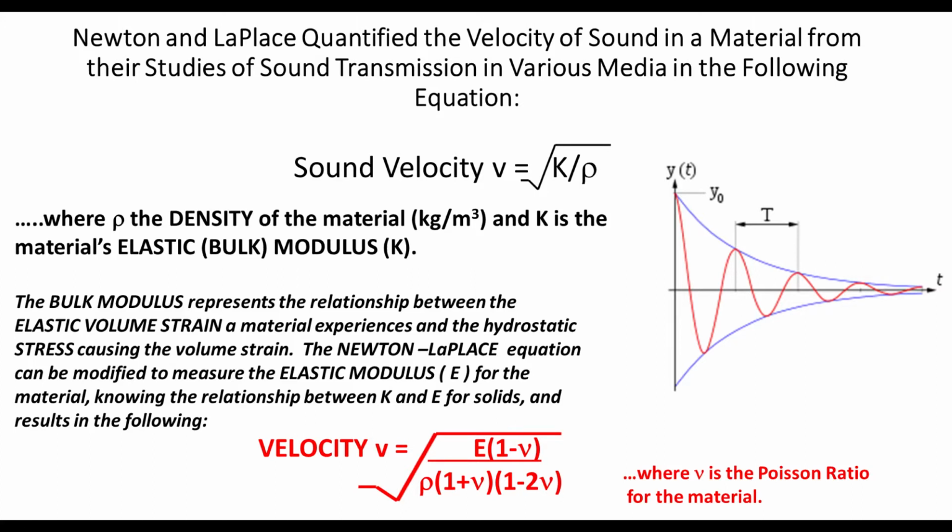We will be measuring the sound velocity, and we will be measuring the density rho. We will use known values of Poisson's ratio, and from those values, we will calculate the value E, the elastic modulus, from the Newton-Laplace equation.